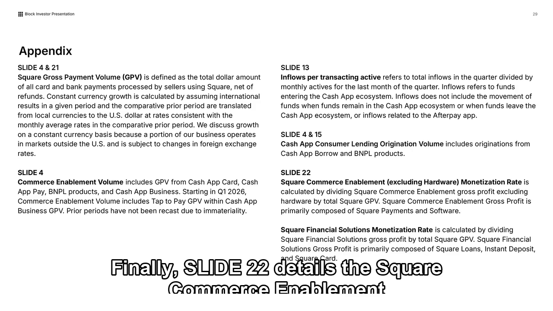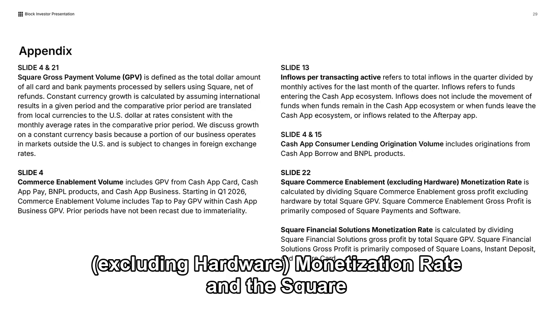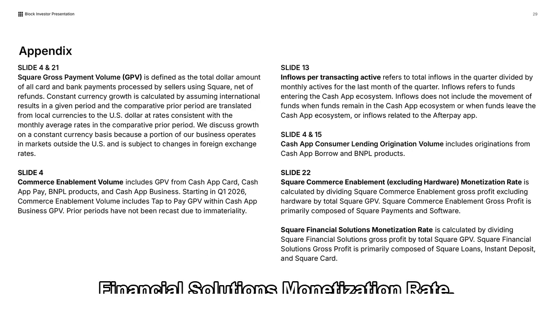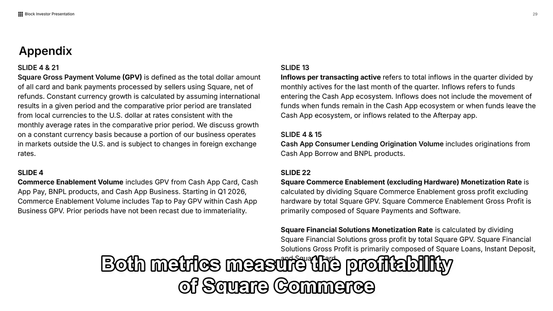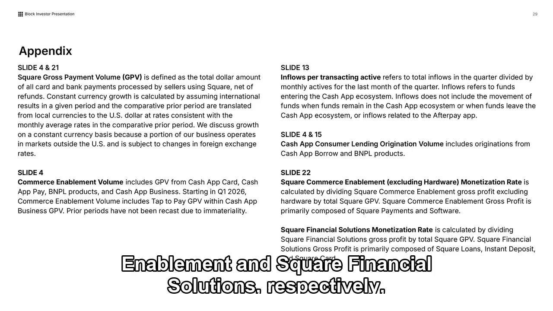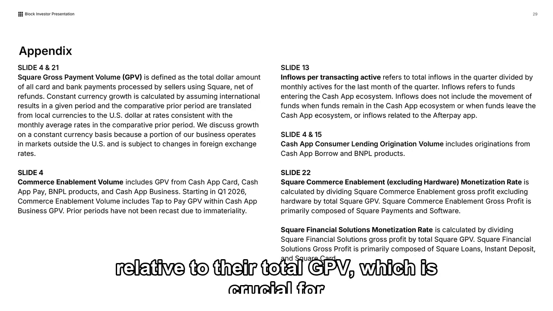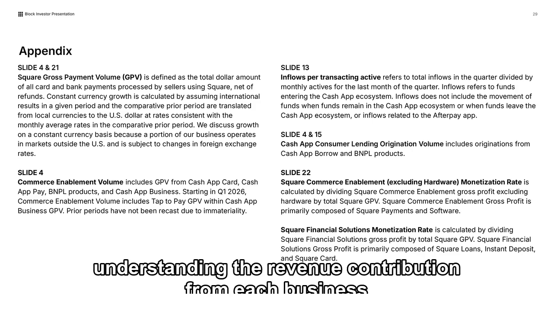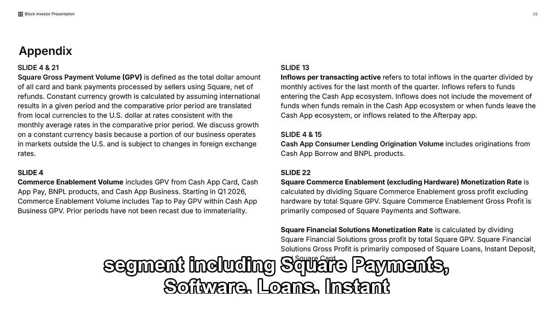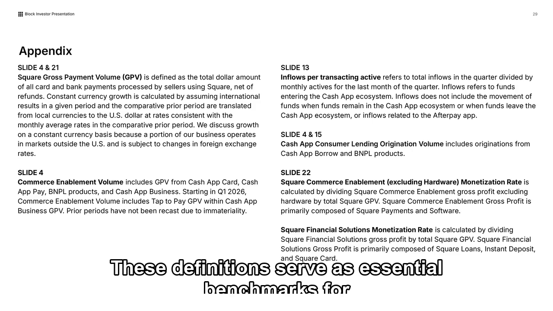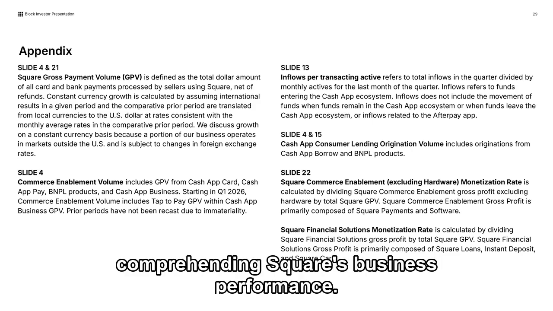Finally, slide 22 details the Square Commerce Enablement, excluding hardware, monetization rate and the Square Financial Solutions monetization rate. Both metrics measure the profitability of Square Commerce Enablement and Square Financial Solutions, respectively, relative to their total GPV, which is crucial for understanding the revenue contribution from each business segment including Square Payments, software, loans, instant deposit, and Square Card. These definitions serve as essential benchmarks for comprehending Square's business performance.